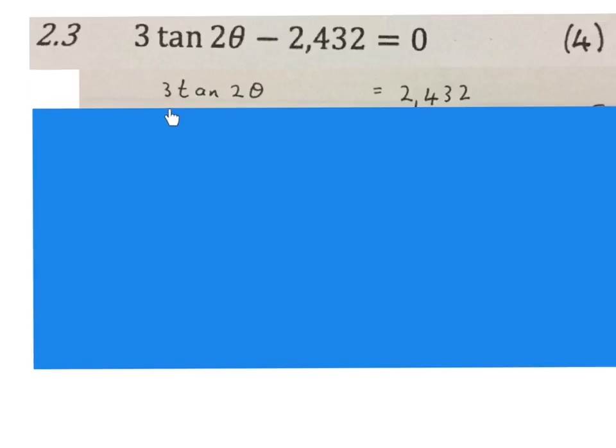The next thing I'm going to move away is the 3. The 2 theta is stuck here. The tan is holding them captive. So I'm going to move the 3 to this side by dividing. There's a multiply between the 3 and the tan, so I'm going to divide by 3 on both sides.